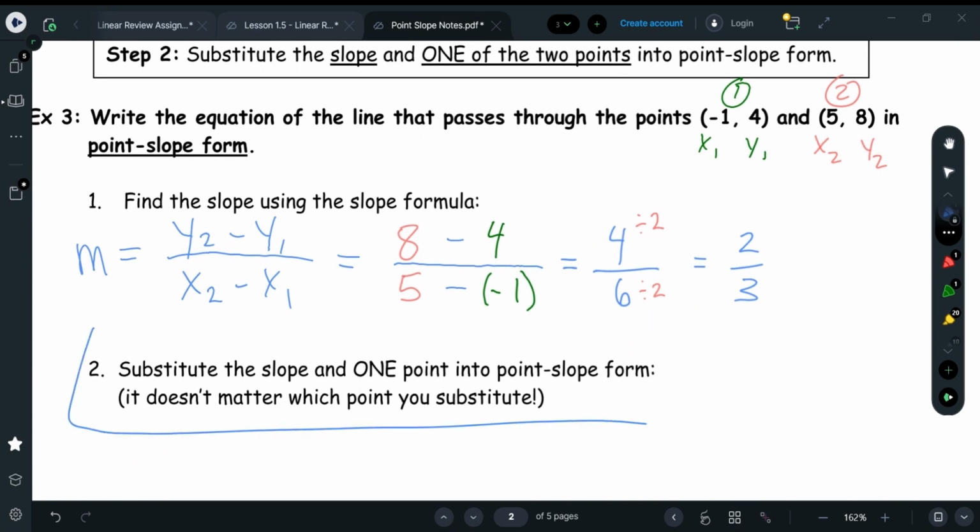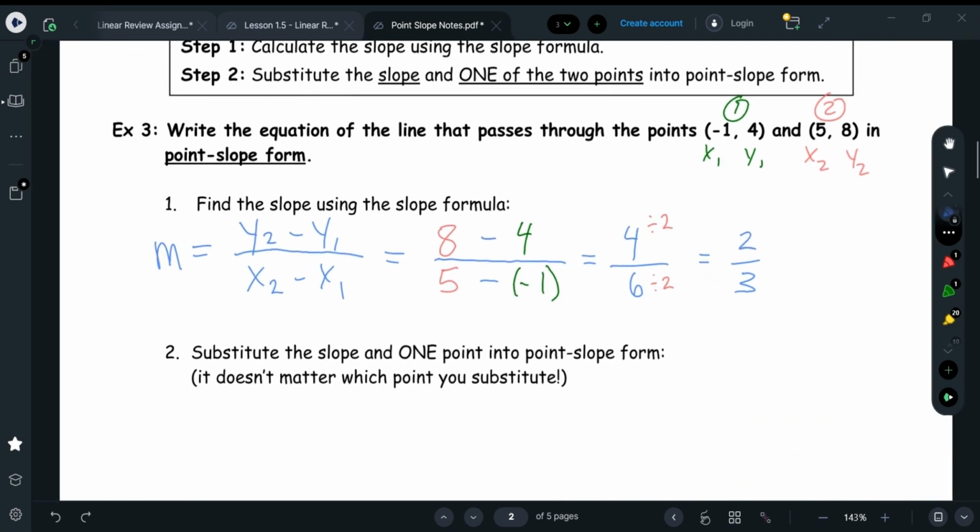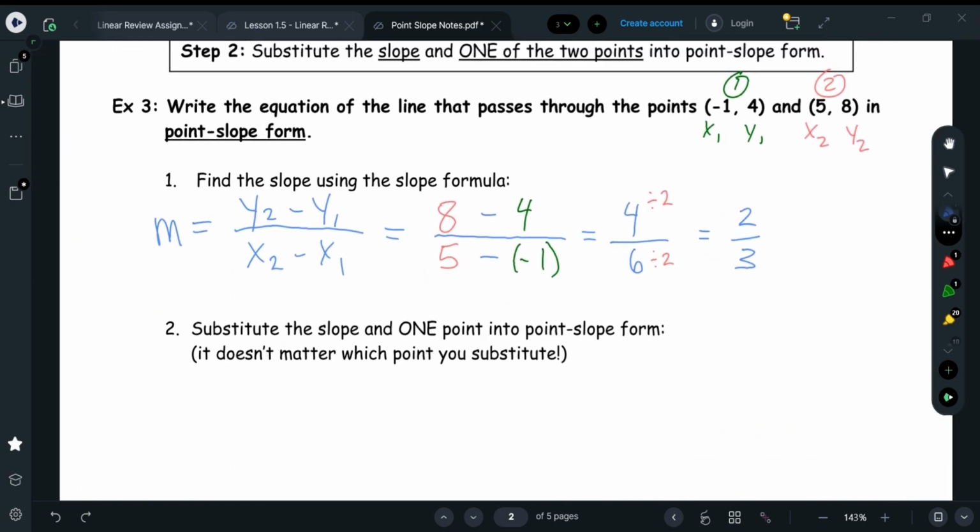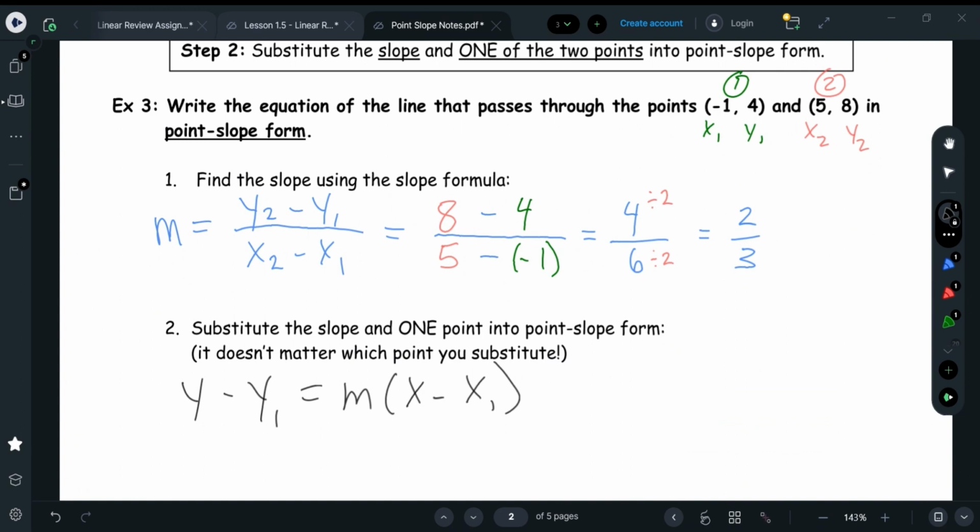Okay, part 2 here says, substitute the slope and 1 point into the point slope form. It says here, it doesn't matter which point you substitute. You get the same line either way. Okay, so let's do this. Let's use point number 1. So let me write this down here. This is the general form. Y minus y1 equals m times x minus x1. Okay, the general form for point slope.